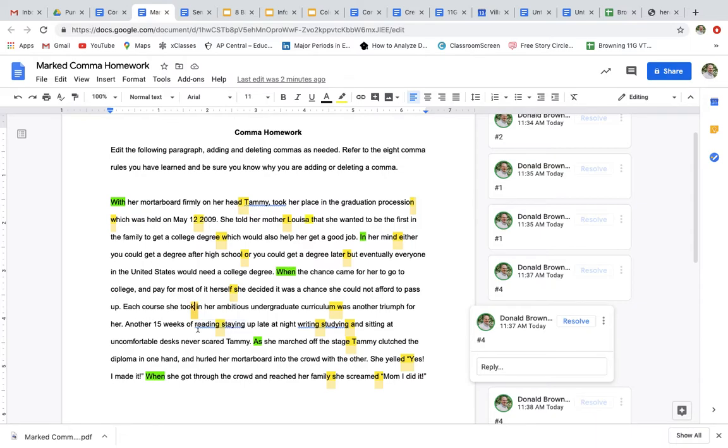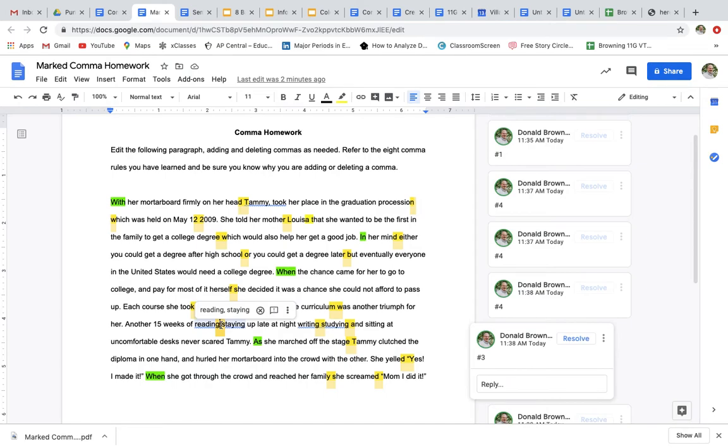Another 15 weeks of reading, staying up late at night writing, studying, and sitting in uncomfortable desks never scared Tammy. Now, some of you might have put one right here after night, and I won't mark it wrong if you did. It just is read differently. All right, so this is rule number three, which is items in series.